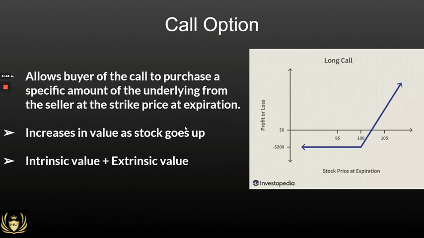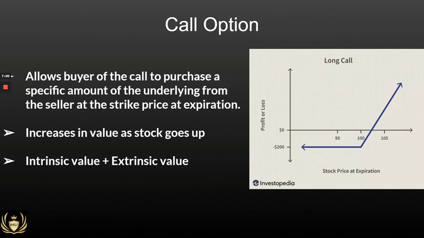Alright, so an option has two kinds of values. One is its intrinsic value, one is the extrinsic value. What do these two mean? The intrinsic value is the value that the option has if it expires at this moment.